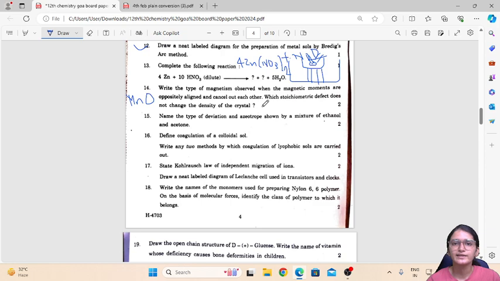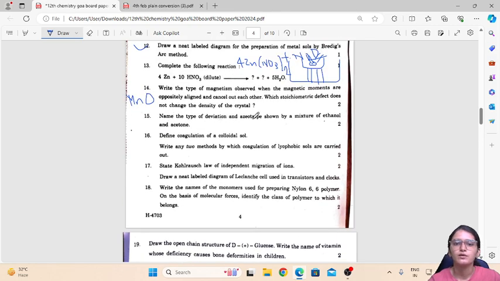But in Schottky defect, if one cation is removed, one anion will also be removed. So they are not taking a place in the same lattice, but they are leaving the sites, both one cation and one anion. So here the density will decrease. The question is which does not change density. So here the answer will be Frenkel defect.